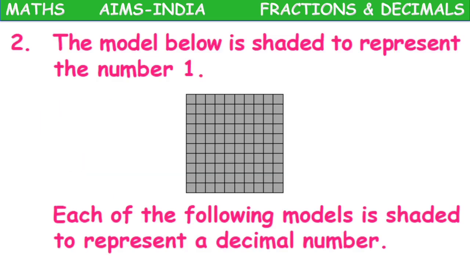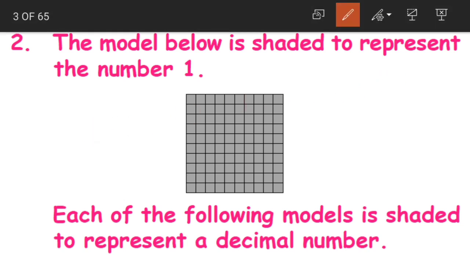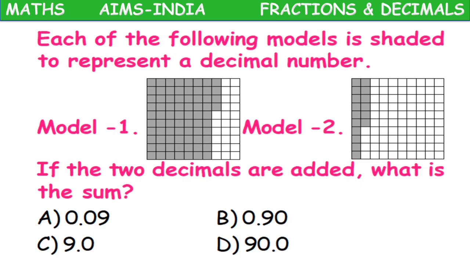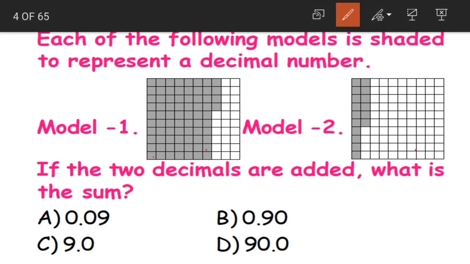Okay. Next question 2. The model below is shaded to represent the number 1. Yes, all the blocks of the given square are shaded. It is completely shaded, so it represents the number 1. And each of the following models is shaded to represent a decimal number. Again, what do we have here children? We are having 2 models of the same size and also of the equal number of blocks. We have to first find out what fraction this model represents and what fraction this model represents.